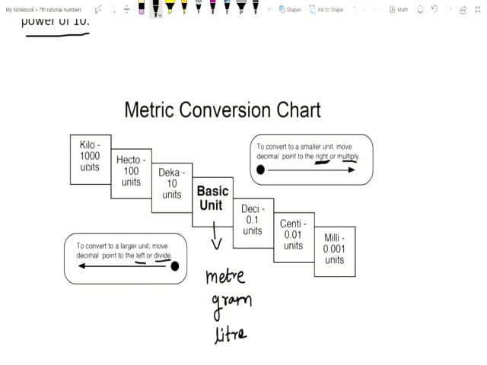Suppose gram is given: kilogram, hectogram, decagram, gram, decigram, centigram, milligram. Suppose the basic unit is liter. How can you read this? Kiloliter, hectoliter, decaliter, liter, deciliter, centiliter, milliliter. So do you understand the metric conversions, children?